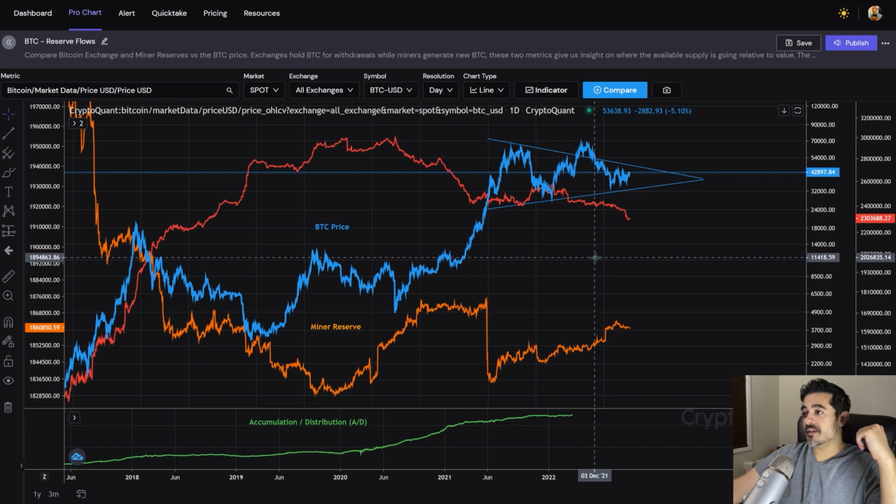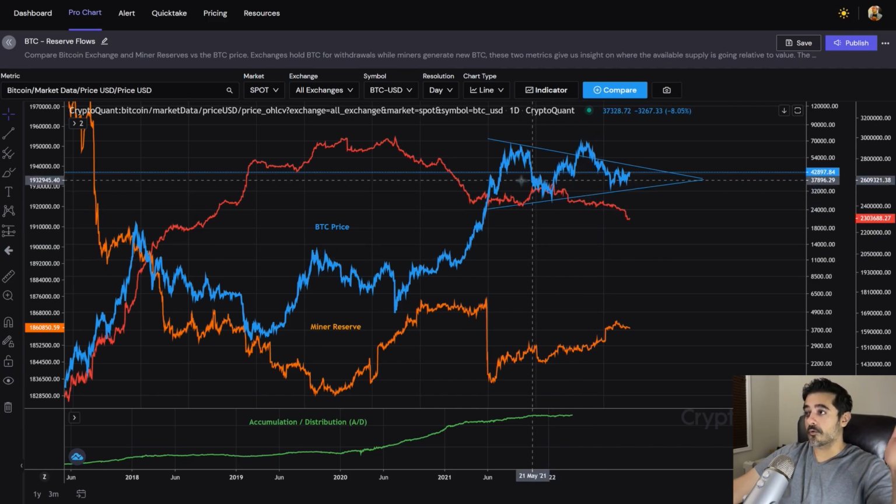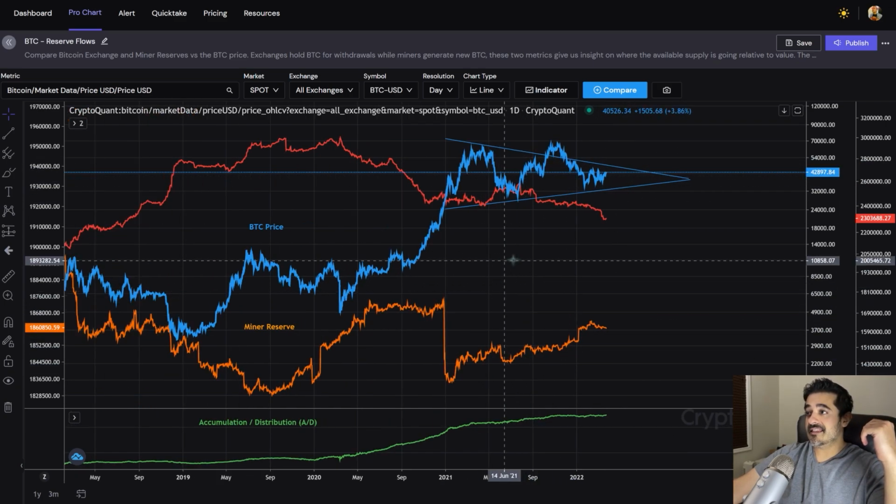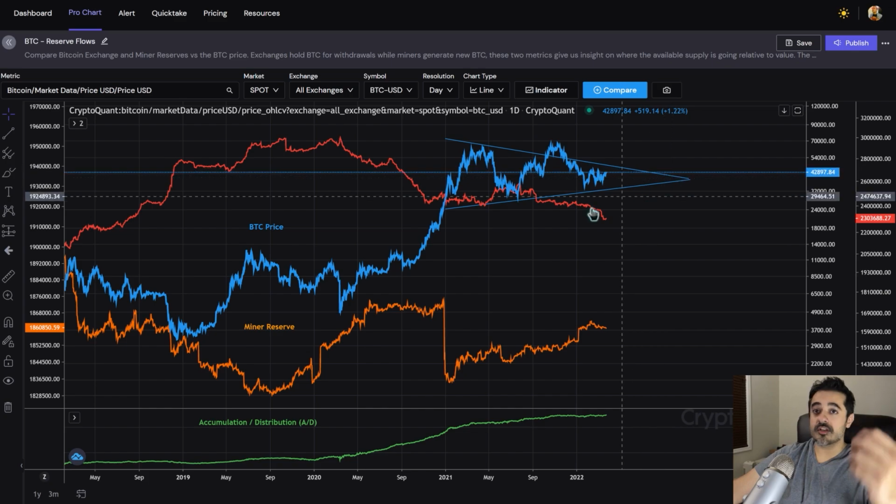So anyways, what we're seeing here is the same as before. We're seeing exchange reserves dropping. We're seeing miner reserves trending up, and we're seeing the Bitcoin price consolidating. This tells me at a certain point in time, the price is going to catch up.